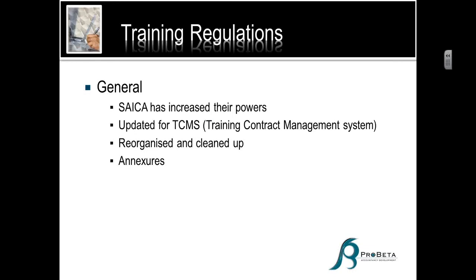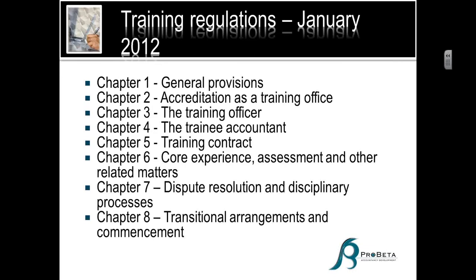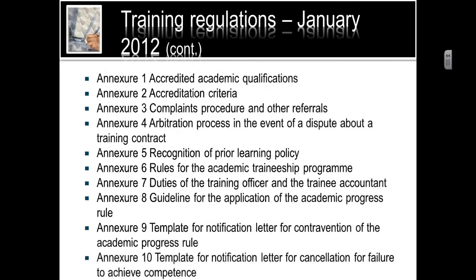at the end. The structure of the training regulations is Chapter 1 to Chapter 8, which we'll go through briefly, and I will go through the annexures at the end. You do not have these slides, but I will be happy to send them to you at a later stage. But they are exactly the training regulations that you can download from SAICA's website. If you do need them, you can either email Janus or myself or info@ProBeta.